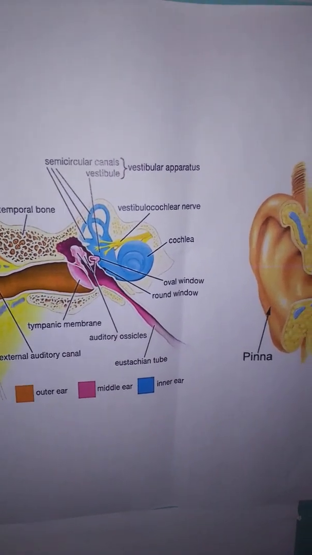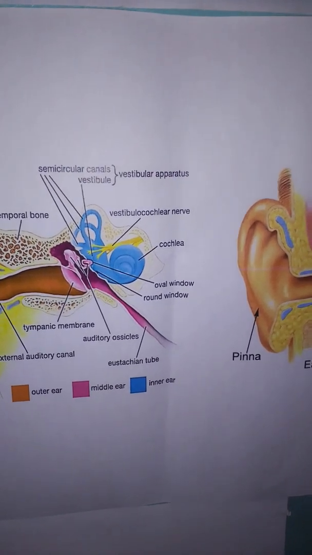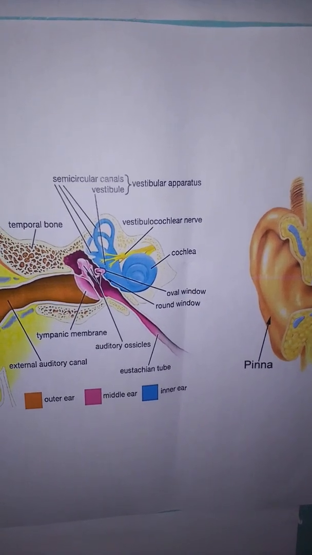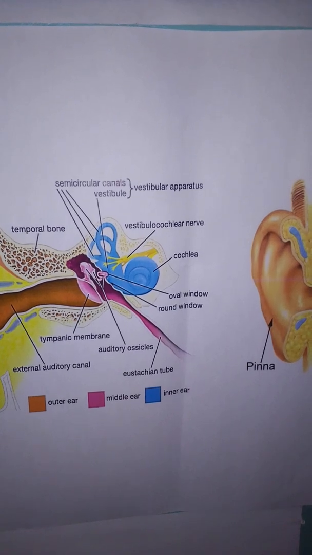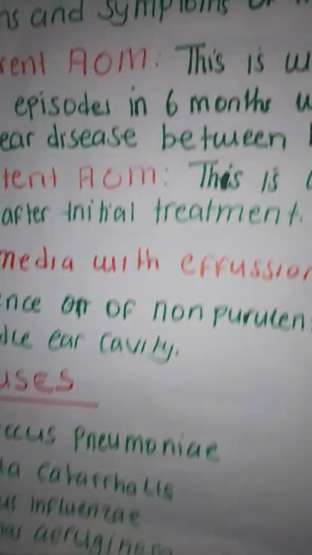We have the eustachian tube. That's where the middle ear is. Then we have the inner ear, where there's the semicircular canal, the vestibulocochlear nerve, the cochlea, the oval window, and the round window. Alright, so now let's continue.